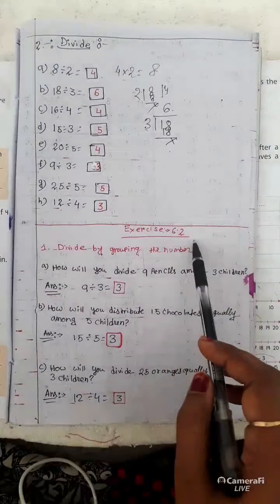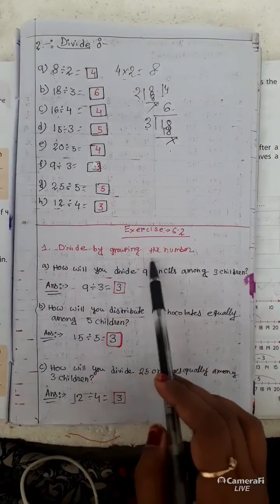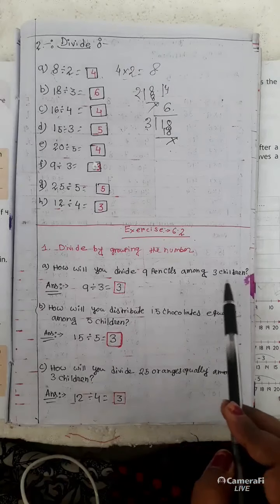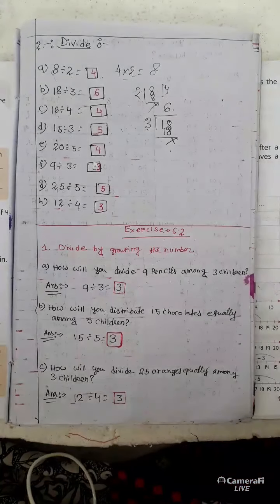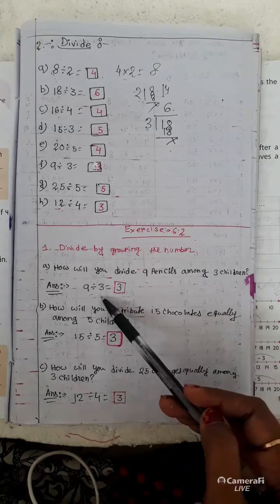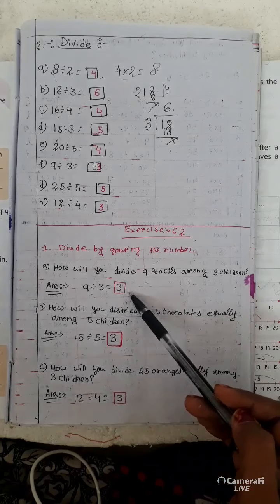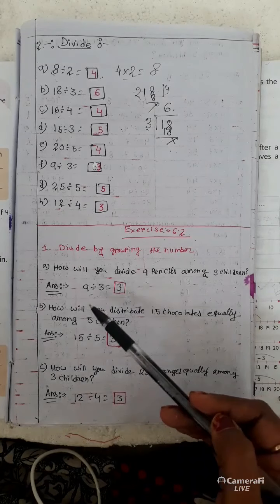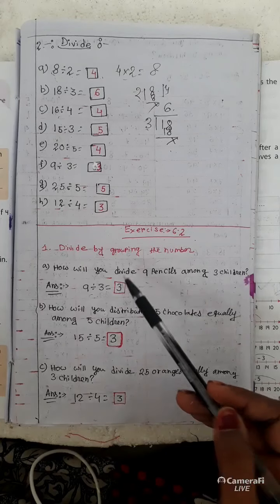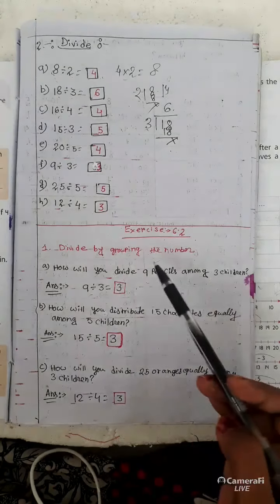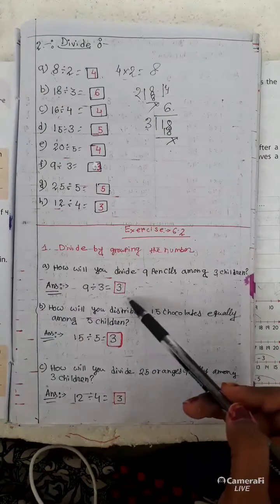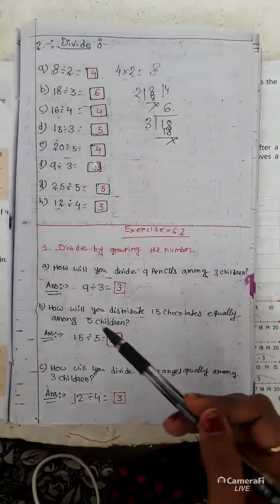Now exercise 6.2. Divide by grouping the numbers. How will you divide 9 pencils among 3 children? It's very easy, children. We will just take 9 and we will divide this 9 by 3. So 3 3s are 9. So answer will be 3. So I can just divide 9 pencils among 3 children.